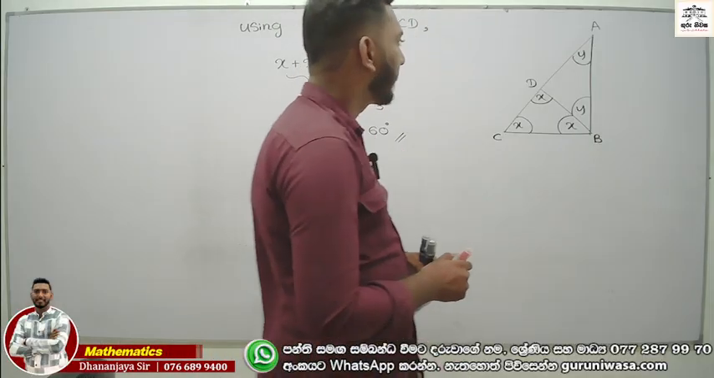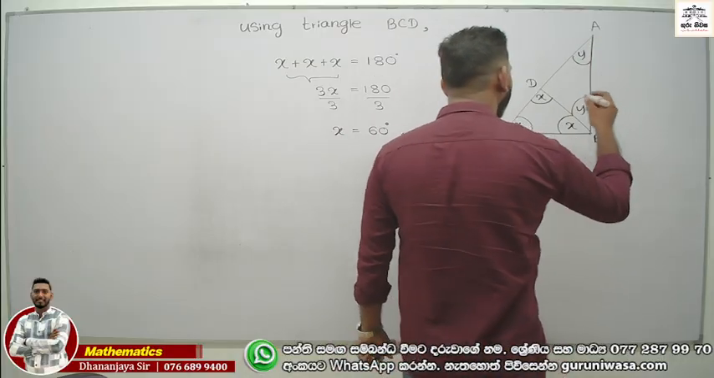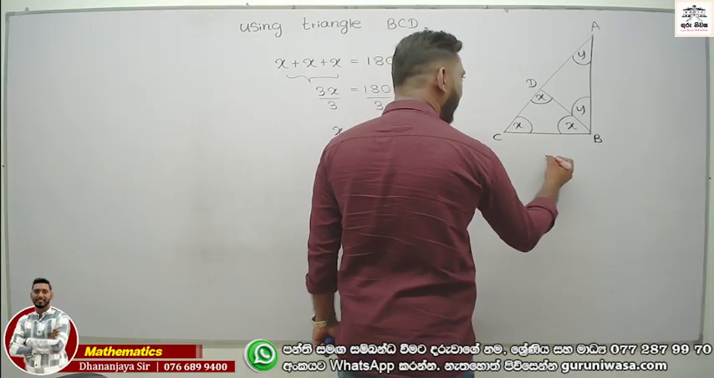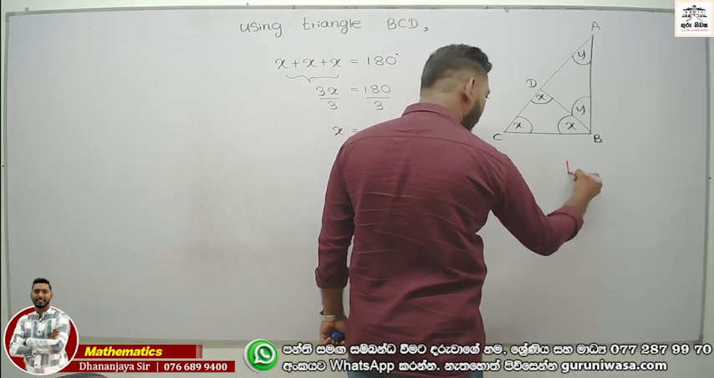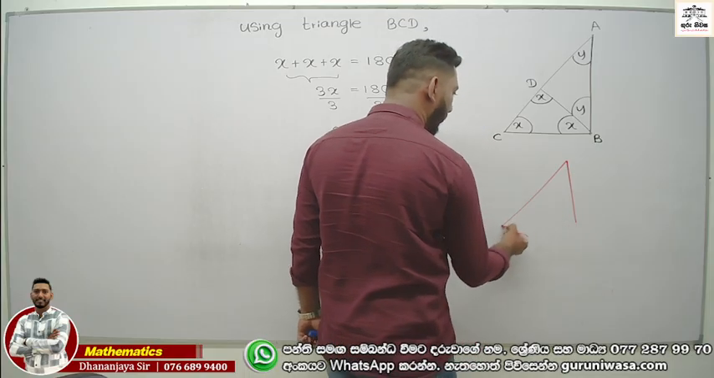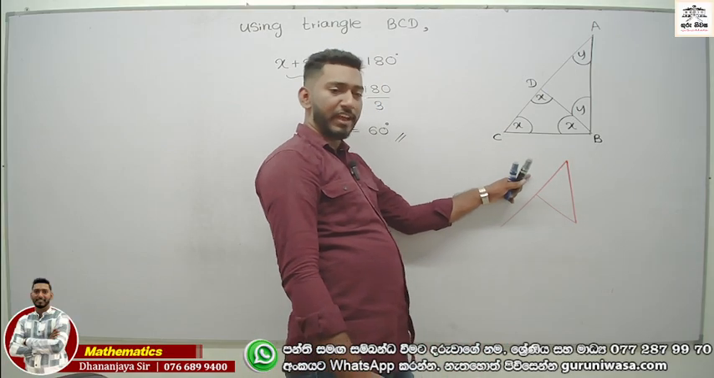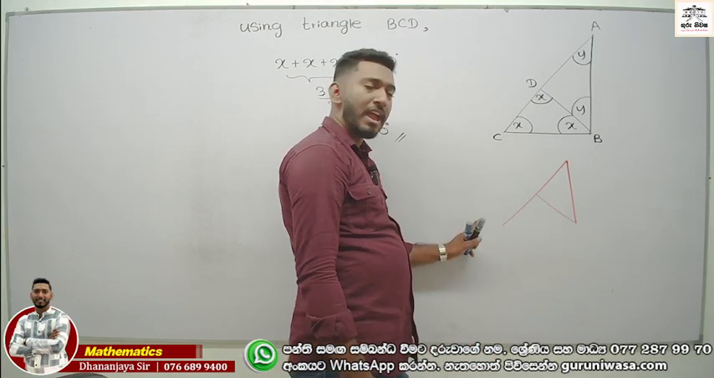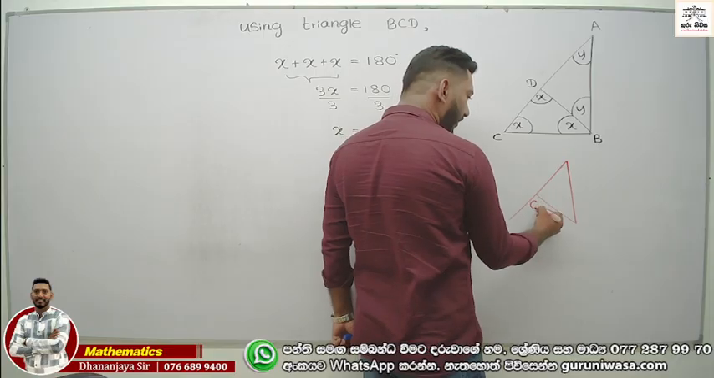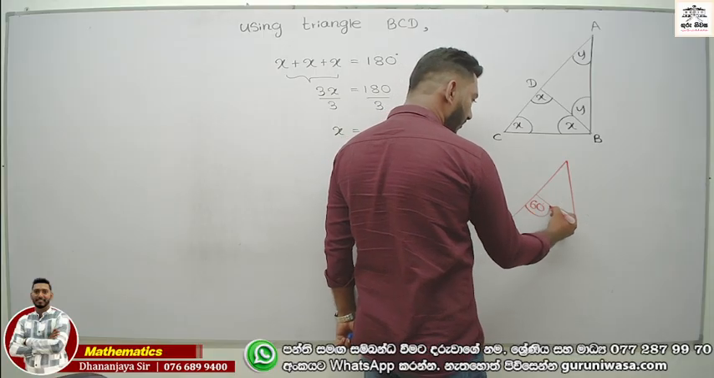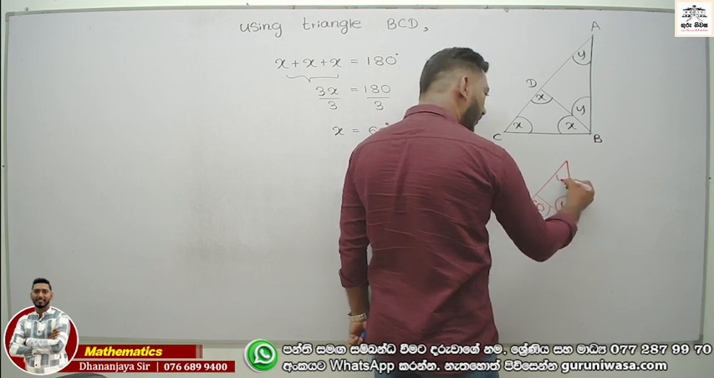And next one, I'm using the second triangle, the BAD triangle. Now look at this. I'm going to do a rough sketch for that like this. Now this is the extended side. And the extended side produces an exterior angle. Now this one is 60 degrees, right? And this one is y, and this is also y.